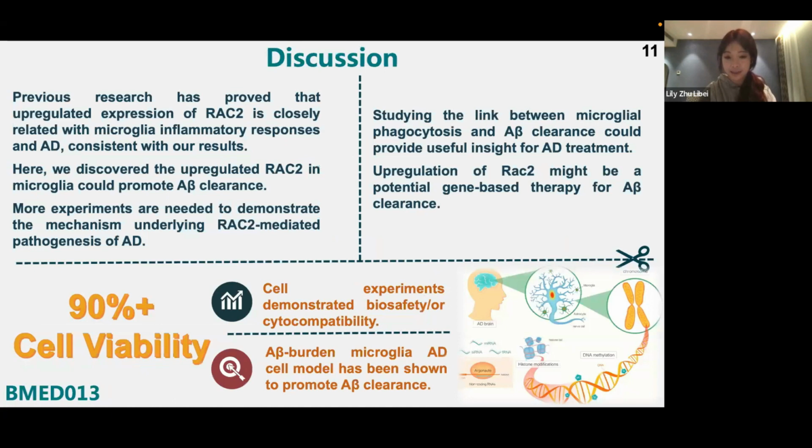So lastly, the discussion and the future plans. Previous research had proved that the upregulated expression of RAC2 is closely related to microglial inflammation response and AD, consistent with our results. Here, we discovered that upregulation of RAC2 in microglia could promote A-beta clearance. Studying the link between microglial phagocytosis and A-beta clearance could provide more insights for AD treatment. And more importantly, upregulation of RAC2 might be a potential gene-based therapy for A-beta clearance.